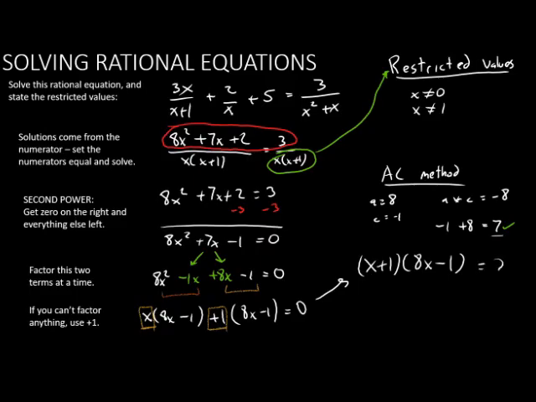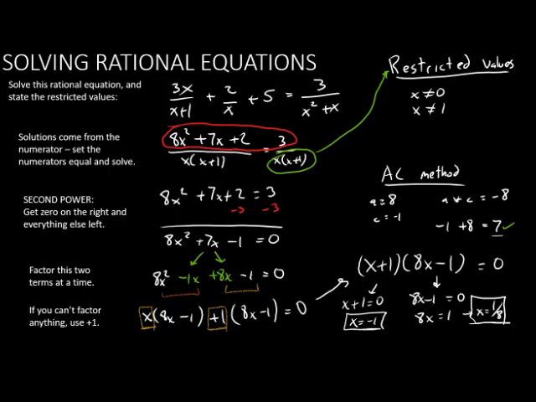Now we'll set this equal to 0. If we solve the x plus 1 and set it equal to 0, we'll have x equals negative 1. If we do the same to this 8x minus 1, we'll say 8x minus 1 equals 0. Move the 1 over, we'll have 8x equals 1, and then if we solve, we'll have x equals 1/8.